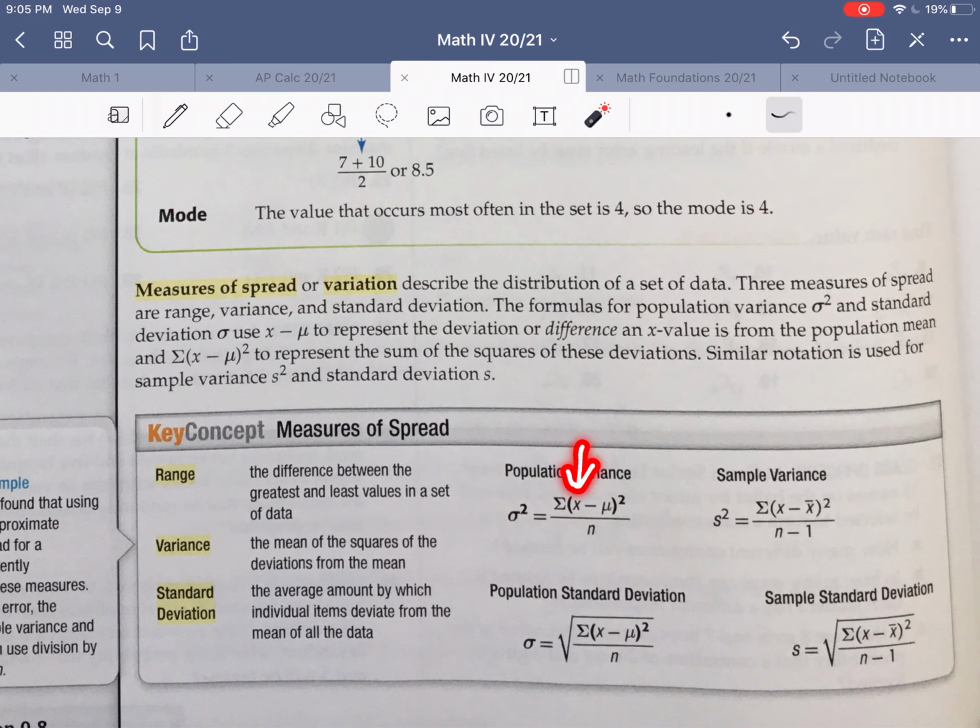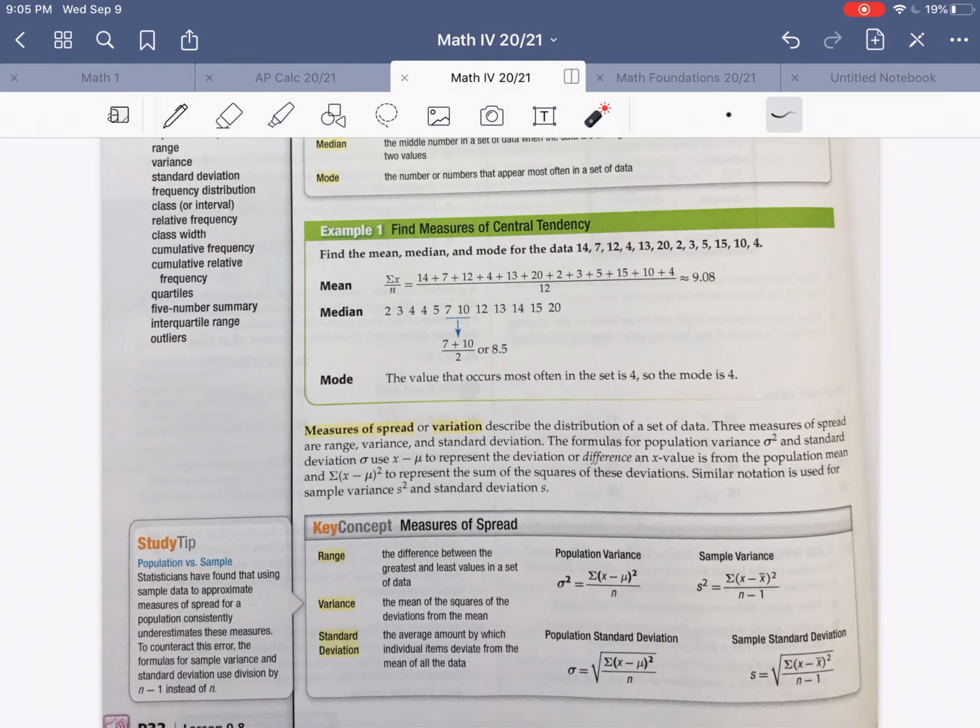So you literally take each of your data points and subtract the mean from it, and then you take all of those numbers and add them up. Up here our mean was 9.08, so we would take 14 minus 9.08, plus 7 minus 9.08, plus 12 minus 9.08. But you'd actually have to square all of those. So you do 14 minus 9.08 squared, plus 7 minus 9.08 squared, plus 12 minus 9.08 squared, and so on and so forth until you get all of them done, and then you divide by the number of numbers there were, in this case 12, and that gives you your variance.